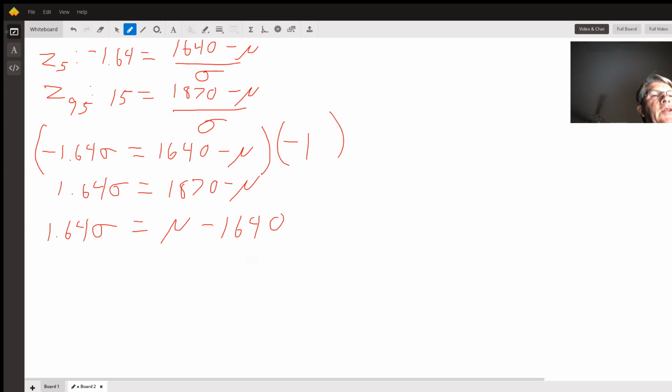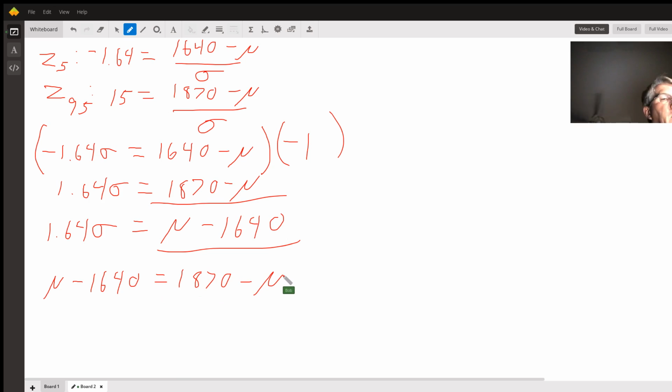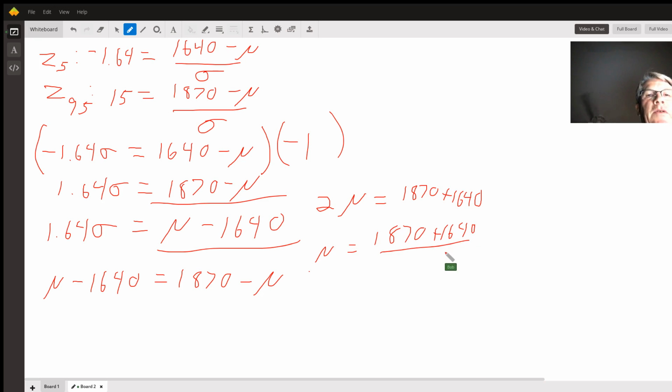Now, we can take this equation and set it equal to this equation. And when we do, we will have mu minus 1640 is equal to 1870 minus mu. Bringing the mu's over to one side, we will have 2 mu is equal to 1870 plus 1640. And then mu will be nothing more than 1870 plus 1640 divided by two, the average of those two numbers, and that should give you 1755. So there you go, there's mu.